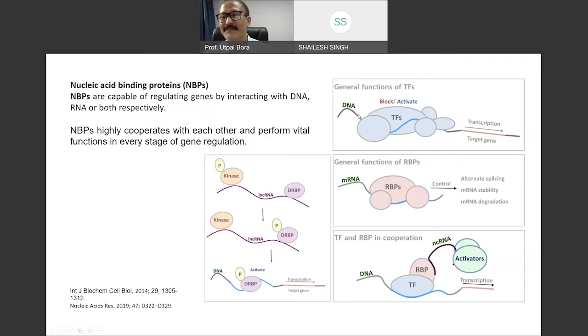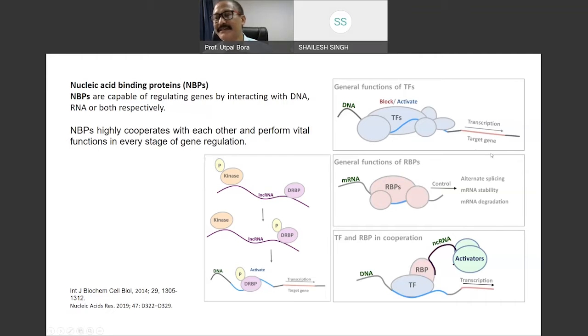So you can see here the DNA molecule. In this DNA molecule, you can see big globular structures. These are basically the proteins. These proteins actually bind to the double-stranded DNA and drive the process of RNA synthesis known as transcription.